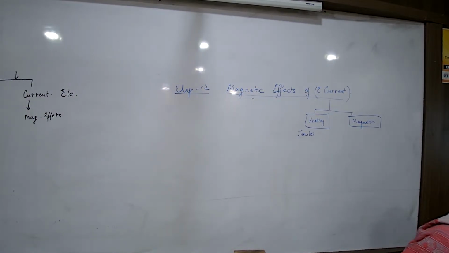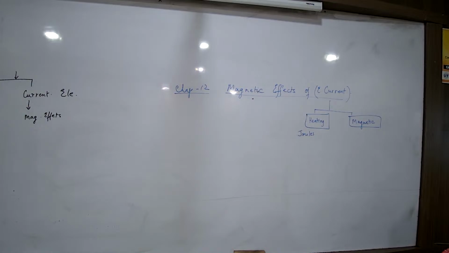Now, when he was doing experiments with whatever he was working on, and when he was passing current through the wire, he found that there was a deflection in this magnetic needle or the compass needle. Are you understanding what I am saying? Okay, so there was a deflection. That means it no longer was pointing in the north-south direction, but it was getting changed.